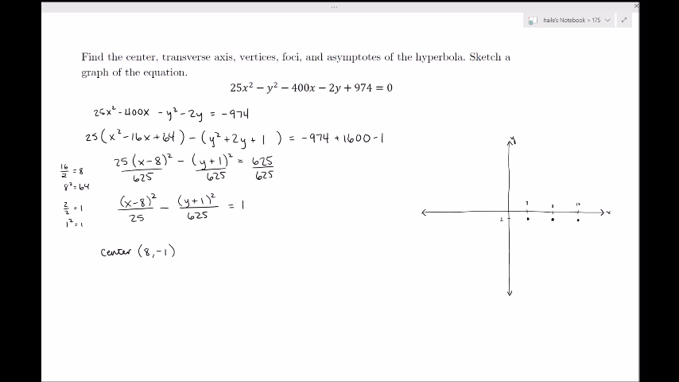So 25 units up from the point 8, negative 1 will give us 24 on the y-axis, so we'll have the point 8, 24. And going in the negative y direction, we'll have negative 26. So we'll have another point at 8, negative 26. All right, so these 4 points form our central box.